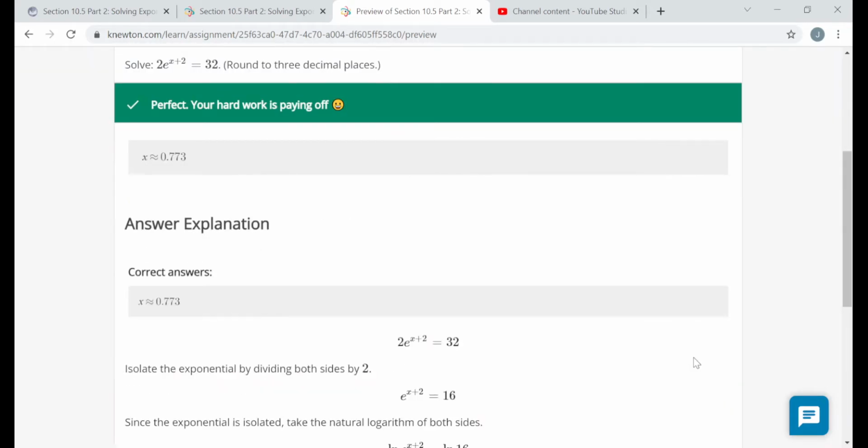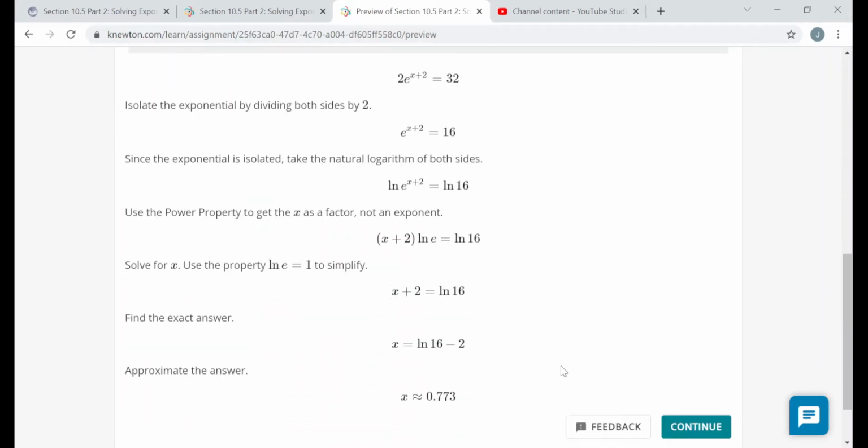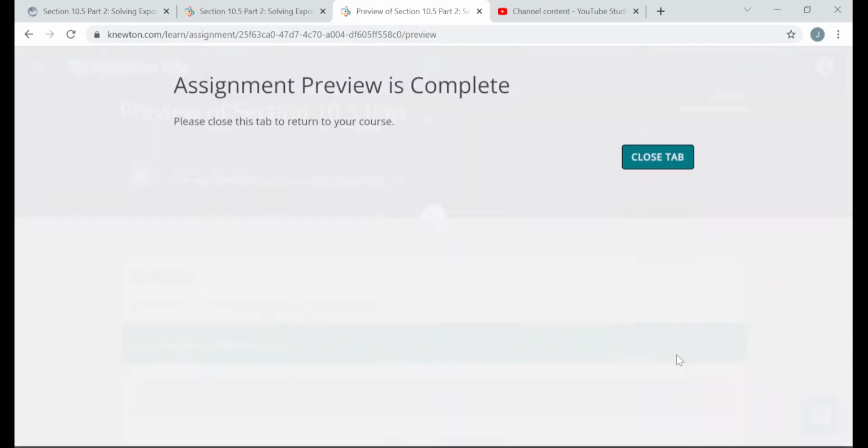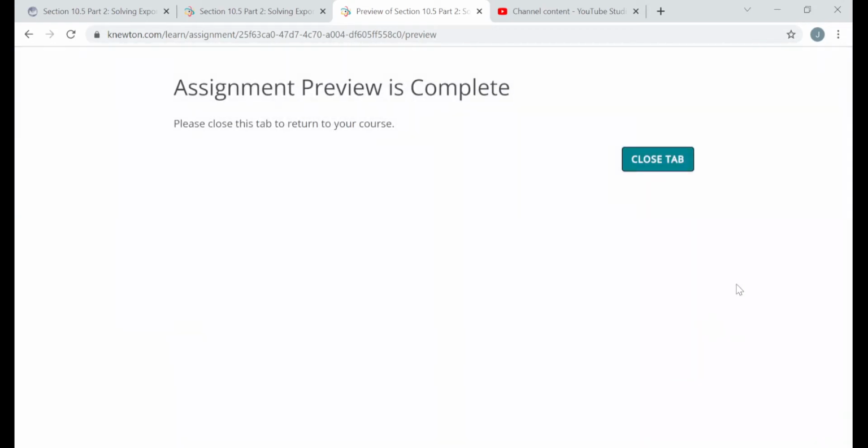Great. See, isolate the exponential, first step they do. Then of course read through the answer explanations, and just make sure you're learning from your mistakes. So this should be it for this version of this assignment, just one objective.